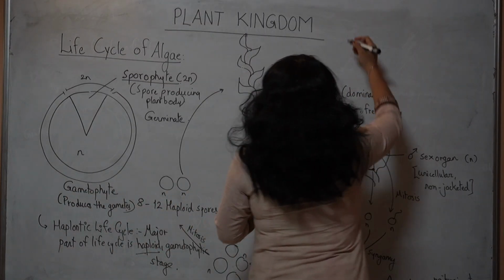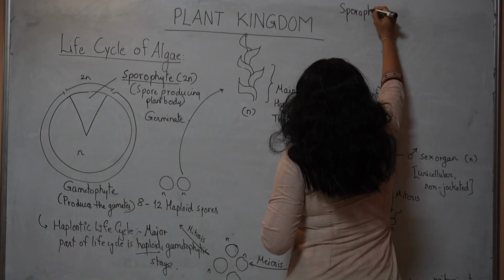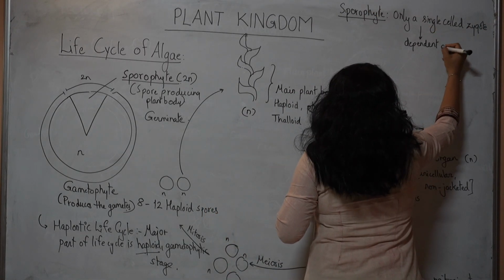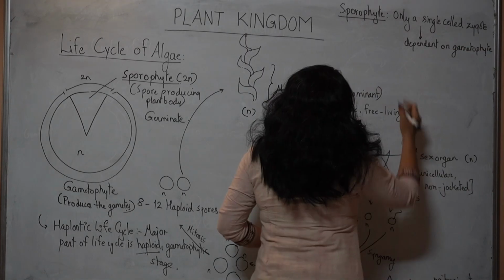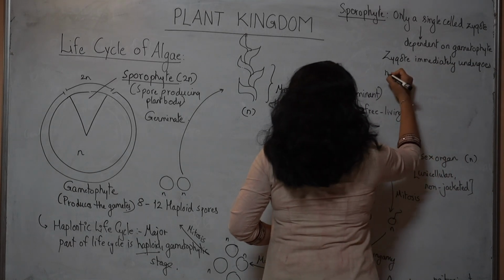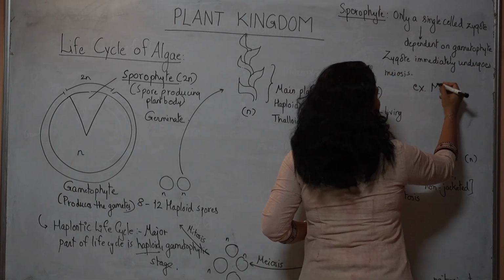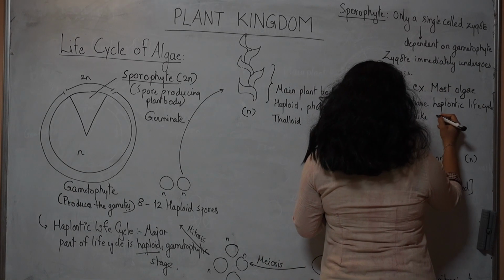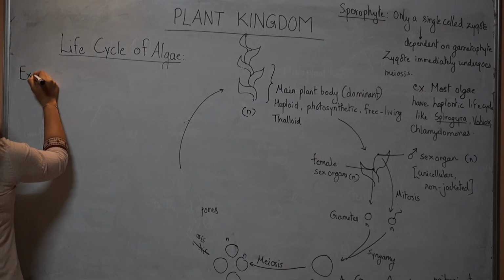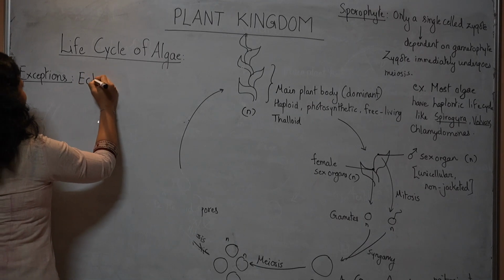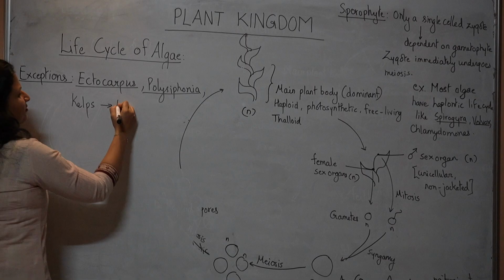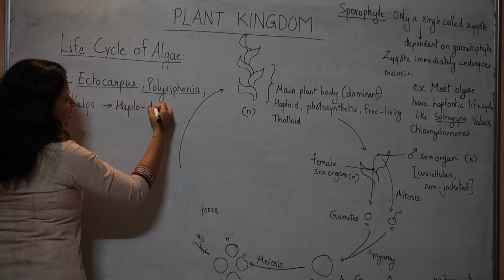Let us write down about the sporophyte. Sporophyte, only a single cell zygote which is dependent on the gametophyte. What does it do? Zygote immediately undergoes meiosis. Example, we can write most algae have this life cycle. For example, Spirogyra, Volvox, Chlamydomonas. There are some exceptions. For example, Ectocarpus, Polysiphonia, kelps are known to have a haplodiplontic life cycle.